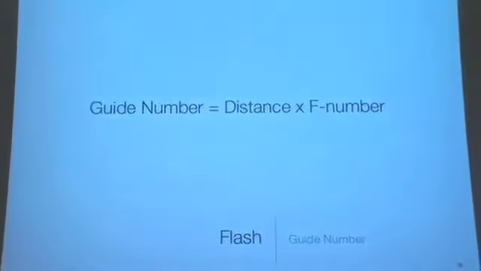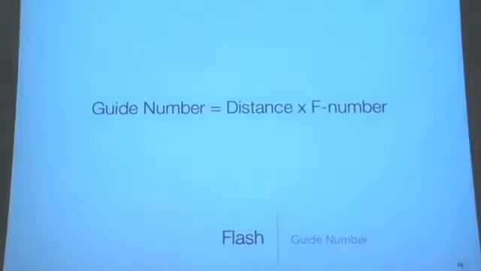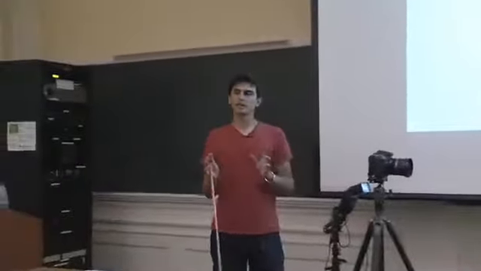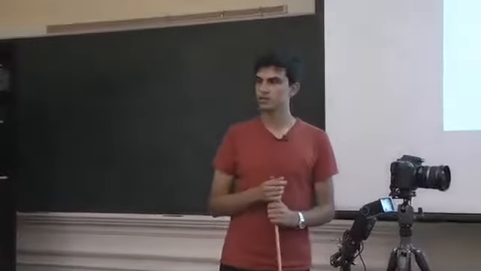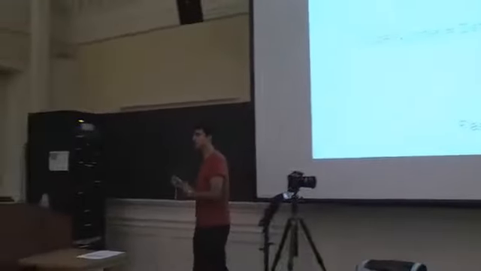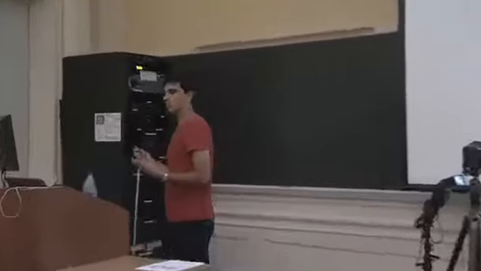So usually what you see is a guide number at a specific ISO. Most of the time you'll see a guide number of maybe 40, and it'll say at ISO 100 or something like that. And that's all it means: at an ISO of 100, you can get a certain distance times a certain F number. So let's say we have this guide number of 40.